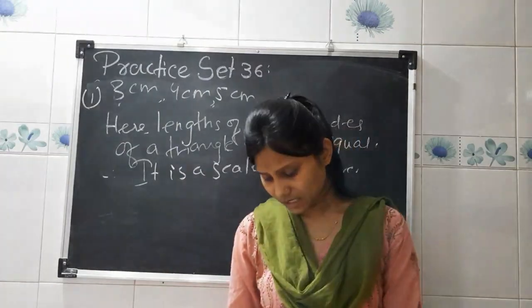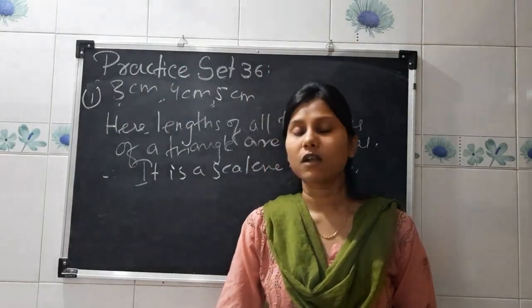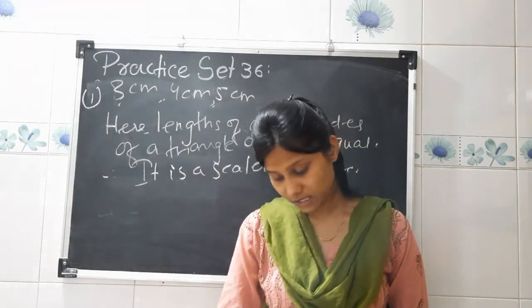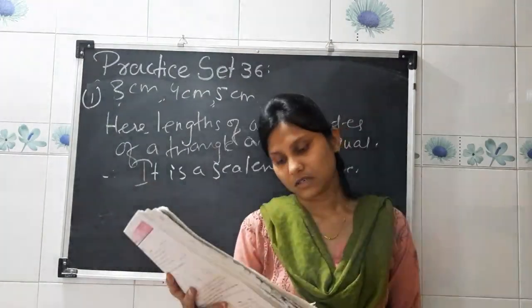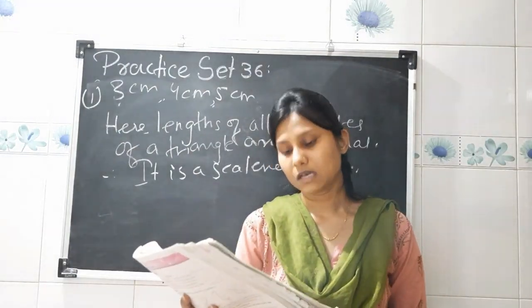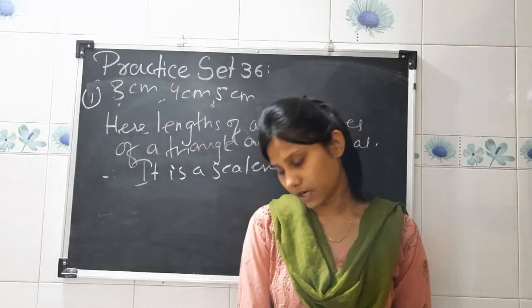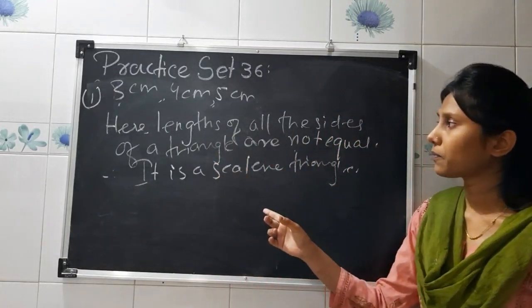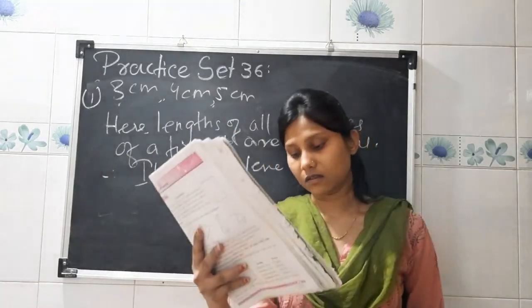Next, 4 centimeter, 4 centimeter and 4 centimeter. Here the lengths of all the sides of a triangle are equal. That is 4 centimeter. So therefore it is an equilateral triangle. The last, 3.7 centimeter, 3.4 centimeter and 4 centimeter. See, the lengths of all the sides are not equal, are different. So it is a scalene triangle. You have to write in this way. You have to write the reason.